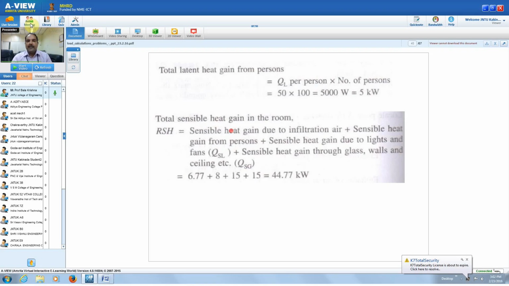Total sensible heat gain in the room, the room sensible heat, is the sensible heat gain due to infiltration air, plus sensible heat gain from the person, plus sensible heat gain due to the lights and fans, plus sensible heat gain through glass, walls and ceiling, all put together. It will give 44.77 kilowatts.